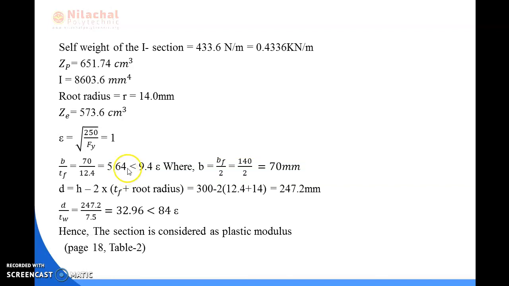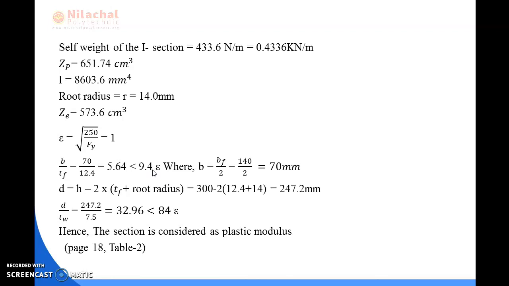So now we have to compare this with the value of the condition. So you can see the 5.64 is less than 9.4 epsilon. That is 9.4 only, because we know that the epsilon value is 1. Hence, it belongs to the plastic cross-section type of the beam.